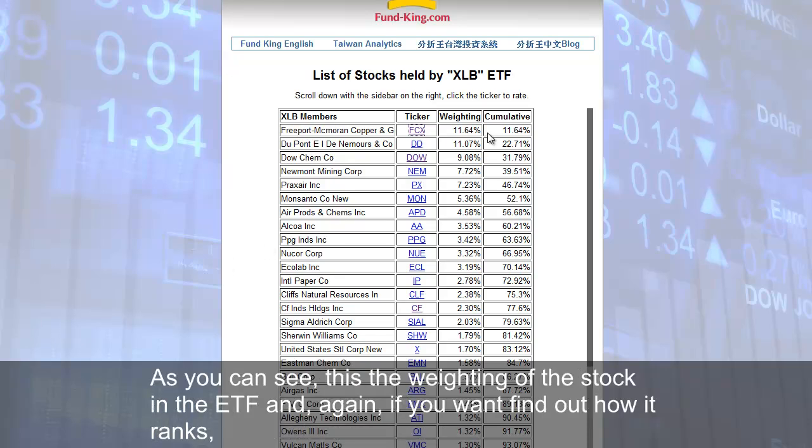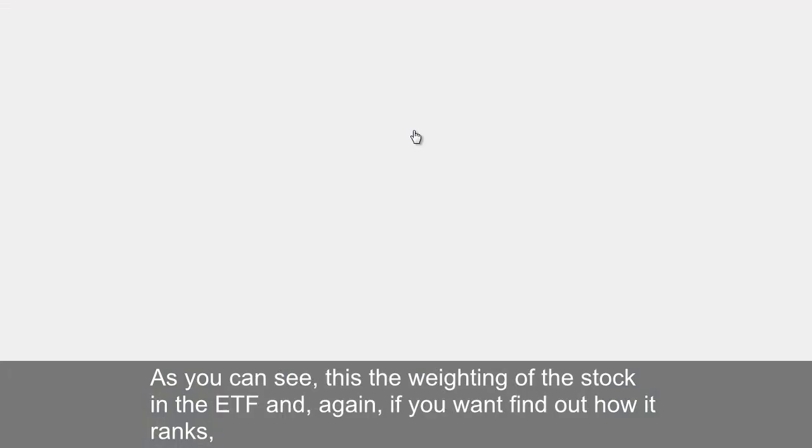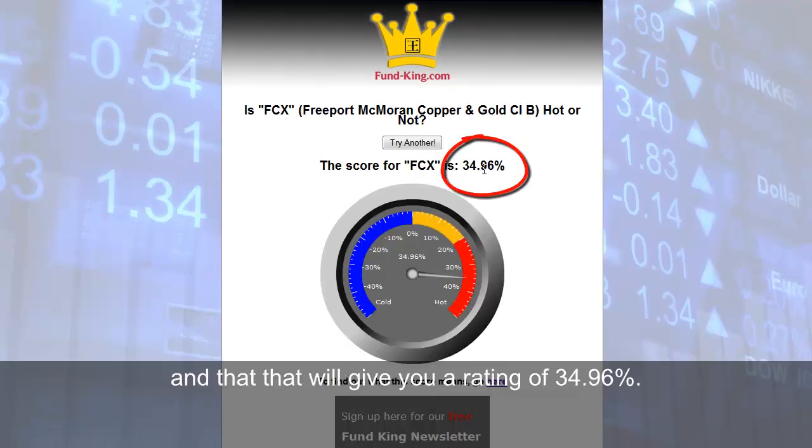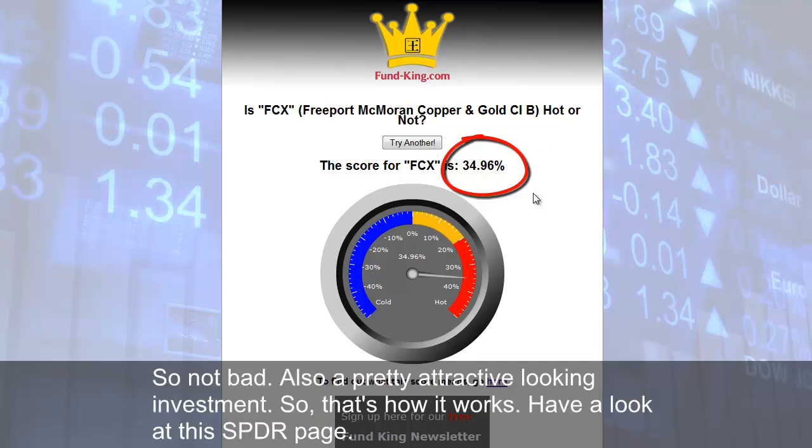As you can see, this is the weighting of the stock in the ETF, and again, if you want to find out how it ranks, you can go to Freeport McMoRan, and that will give you a rating of 34.96. So not bad. Also a pretty good looking, pretty attractive looking investment.